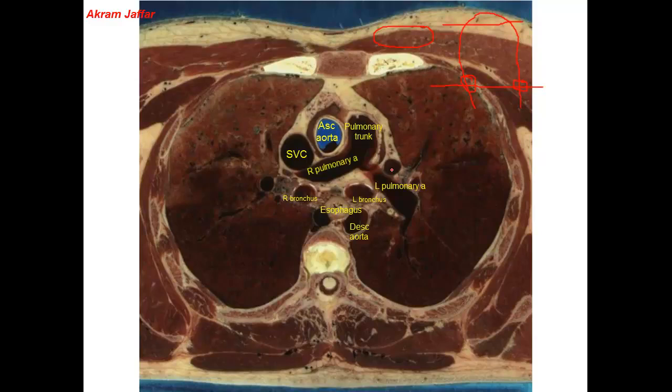The other vessels that we can see at the hilum of the lung, for example, this vessel is a pulmonary vein. So we can see that at the hilum of the lung, you can see a bronchus, pulmonary vein, and pulmonary artery. These are the main structures that are located at the hilum, in addition to the presence of lymph nodes and nerves and some other structures like bronchial arteries.